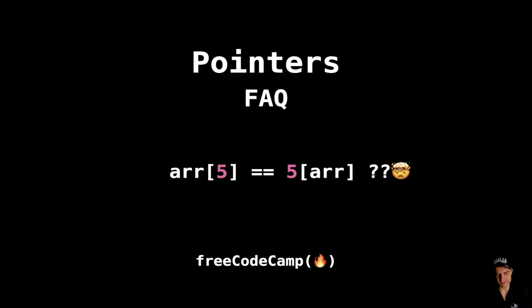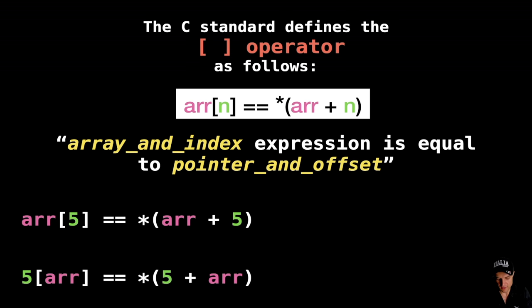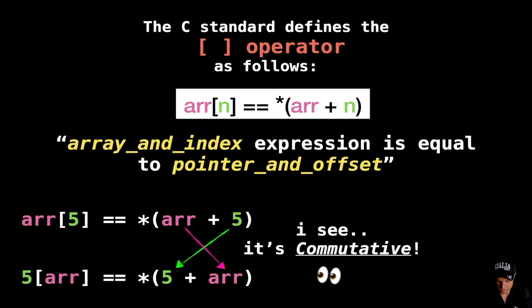Now, the question that you just saw before, so I'm not going to repeat: why is array[5] equal to 5[array]? Because at the end of the day, we are dereferencing a pointer. Very shortly, the C standard defines the square bracket operator like dereferencing, right? So array and index expression is equal to pointer and offset. That's totally the same. If I say array[5], I'm saying *(array + 5). And if I say 5[array], I'm saying *(5 + array). So you see, I'm just inverting the values. And of course, this is commutative, and that's no problem at all. But you understand this idea, right?